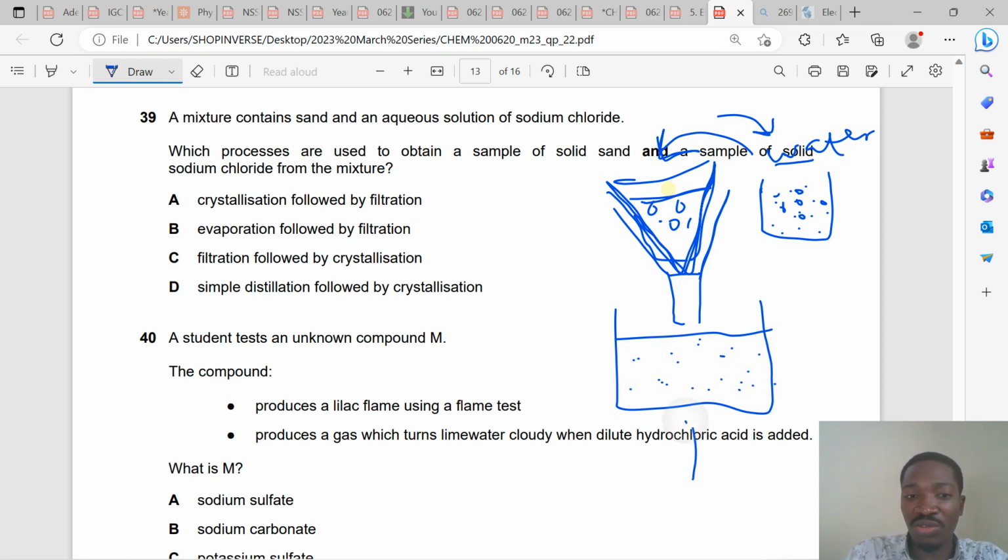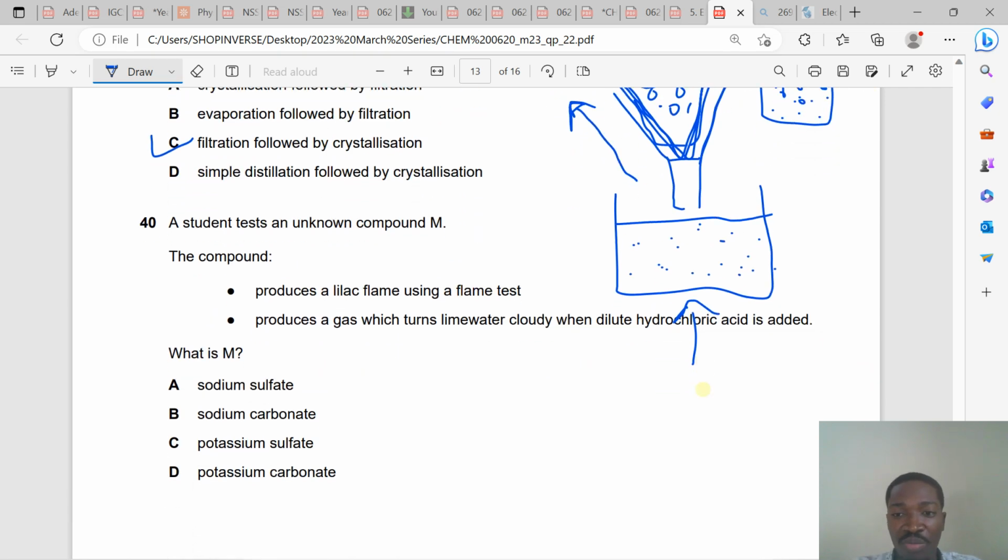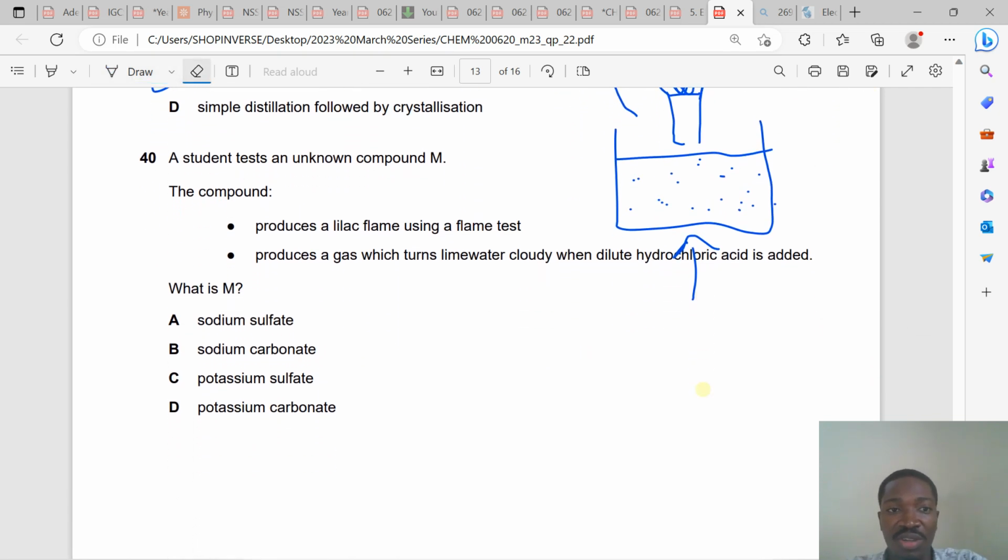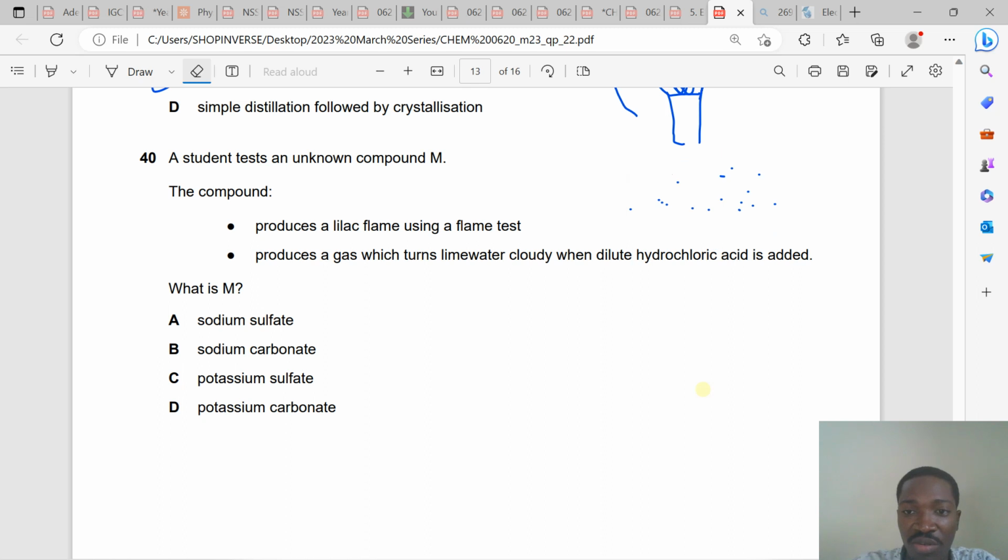And then you apply heat to this one, or you sun dry it, and that process is called crystallization. When you sun dry, the water vapor will escape, and you'll be left with pure sodium chloride. So crystallization followed by filtration? No. The first thing is filtration followed by crystallization, correct. You filter out the sand, and then you take it through the process of crystallization to have your crystals left. Then number 40, you see, we already covered it.